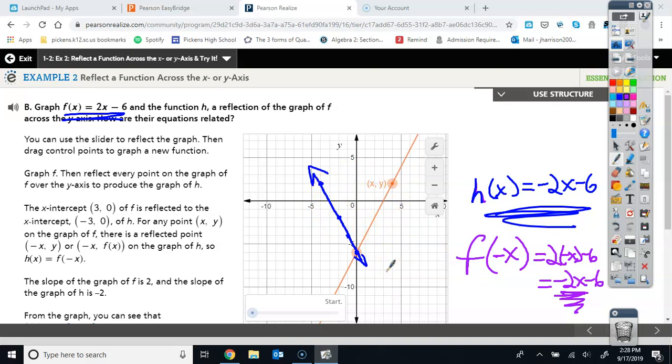And this works for any function that we do this year. If you reflect it across the y-axis, it is taking the opposite of all the x's before you plug them into the function.